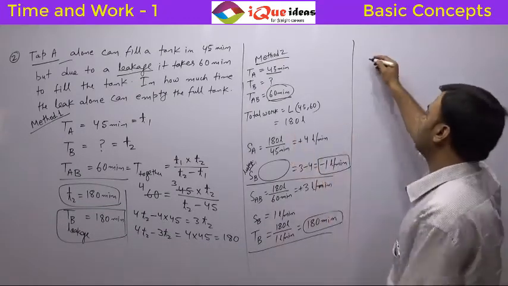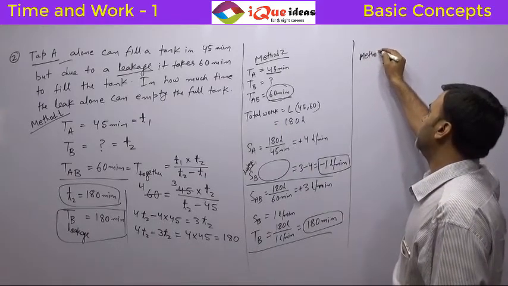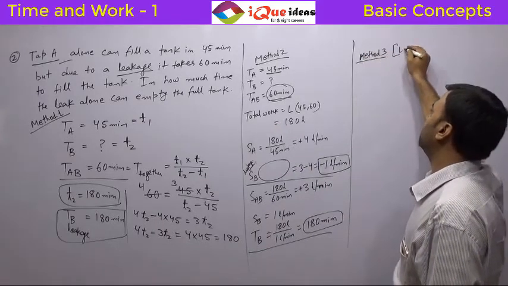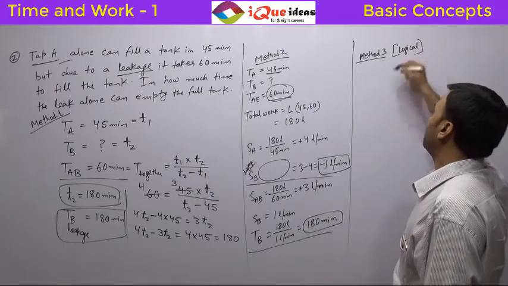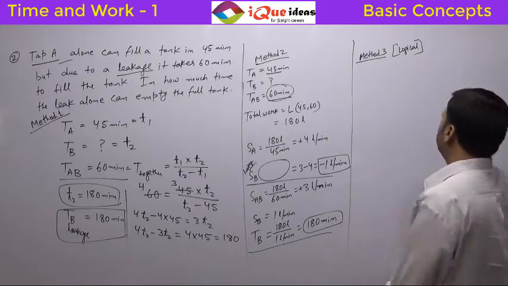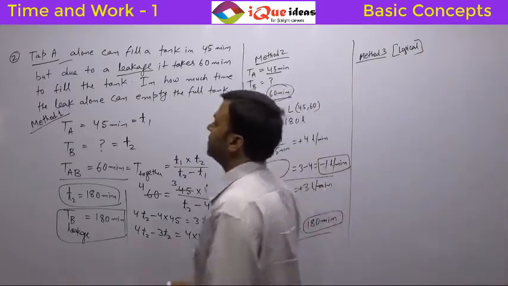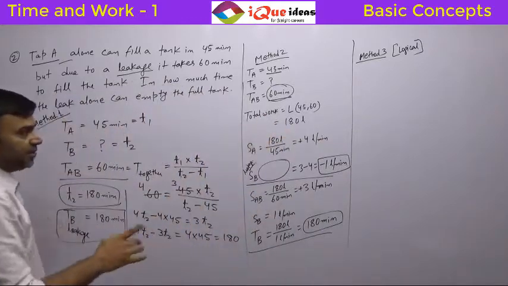In this particular question, there is another method, and this is method 3. It is a logical method. Let's see if you can understand. Right? It's not that difficult. Let's see, what is the question saying? Again, every method is independent, so don't mix them.